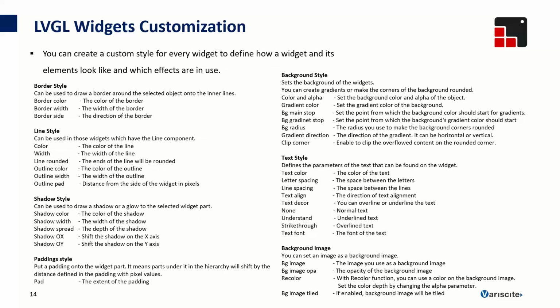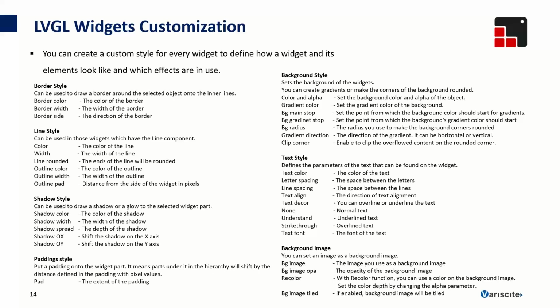Let's see the main properties of these styles. We have the border styles, where you can choose the color, the width, the side. For side, I mean left, right, up and down. And the same for the line style. You can define the color, the width, the rounding of the line, if you want or not outline the colors and width. And then for the shadow, you have something similar with the color, the width, the spread that you may apply, and the offset.